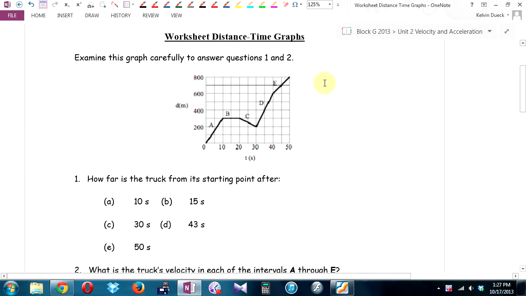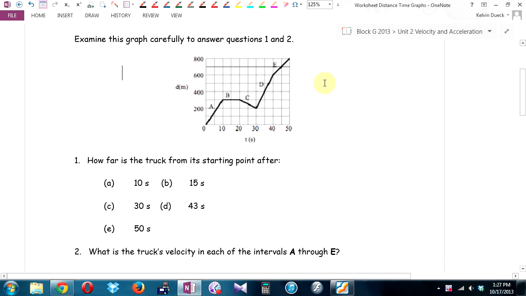Number one, let's mark this really quickly. Mark your own. 1A, how far is the truck from its starting point after 10 seconds? What's this question asking me? How far. It's asking me for distance. Now, where does distance appear on this graph? Is it the slope? Everybody say no. No. What is it on this graph?